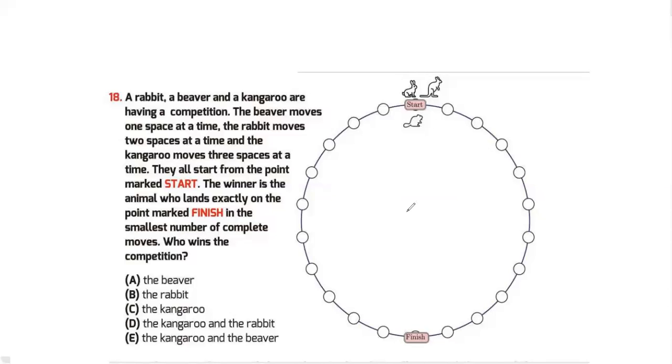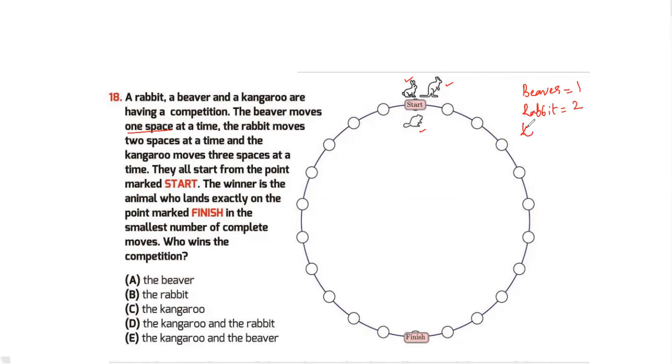Question number 18. A rabbit, a beaver, and a kangaroo. So this is my rabbit, this is my beaver, this is my kangaroo, and they are having a competition. The beaver moves one space at a time. So the beaver is moving one space at a time. The rabbit moves two spaces.